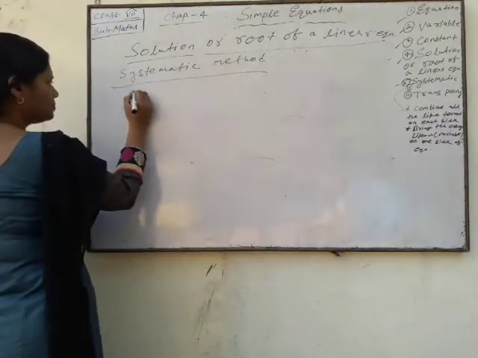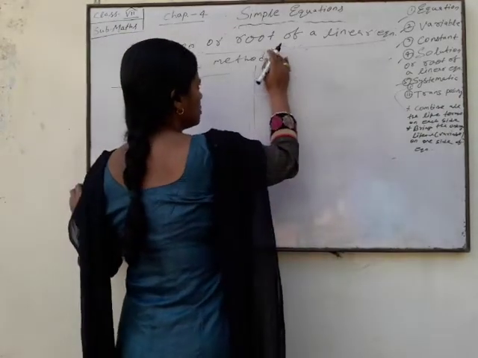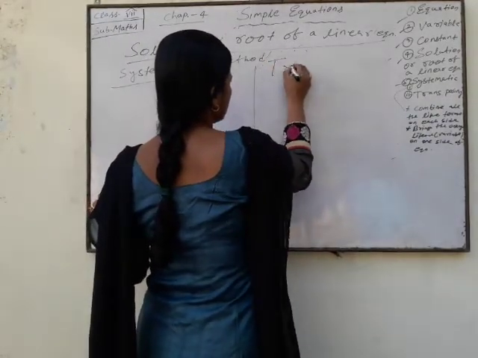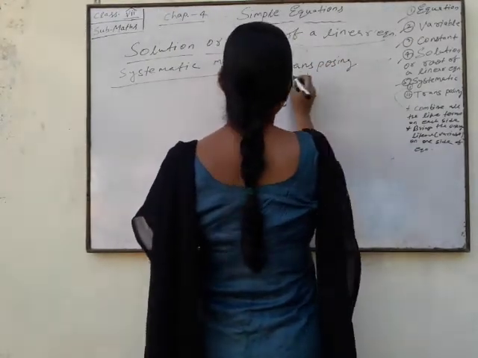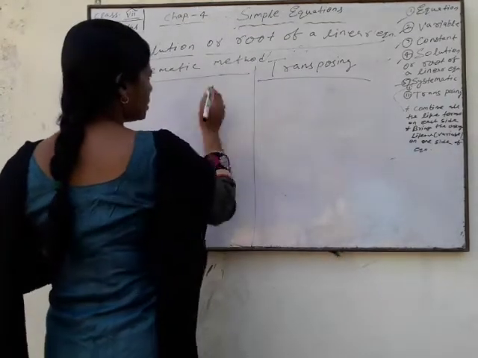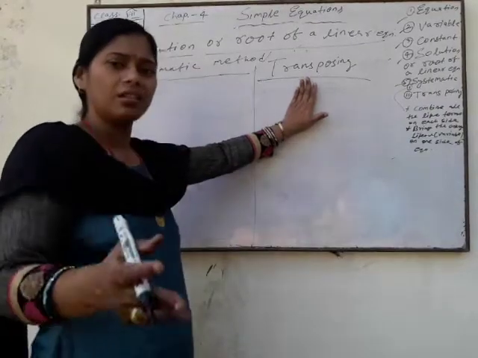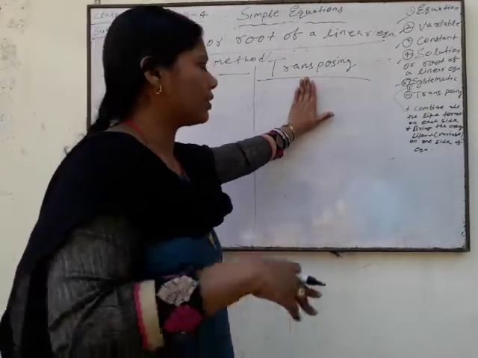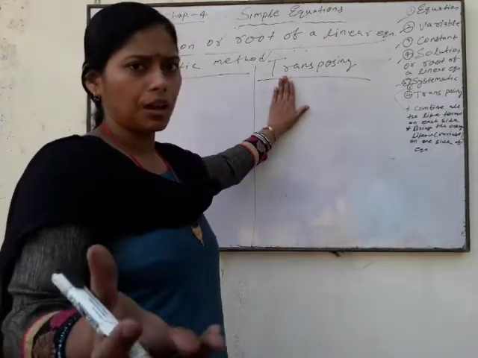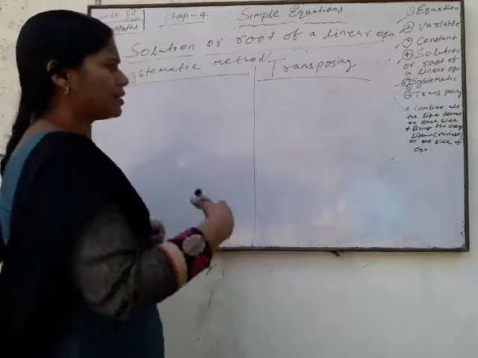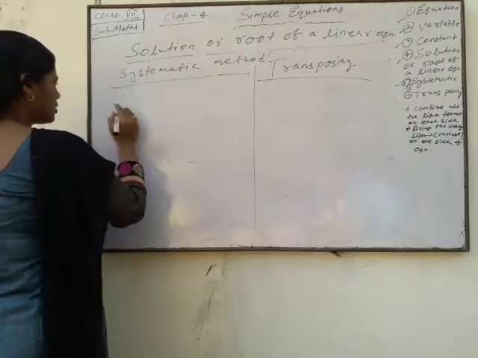Now one example of your systematic method and transposing method. Transposing method. This is your systematic method and this is your transposing. Transposing means what? It means shifting a number or variable to the other side of an equation. That is transposing.